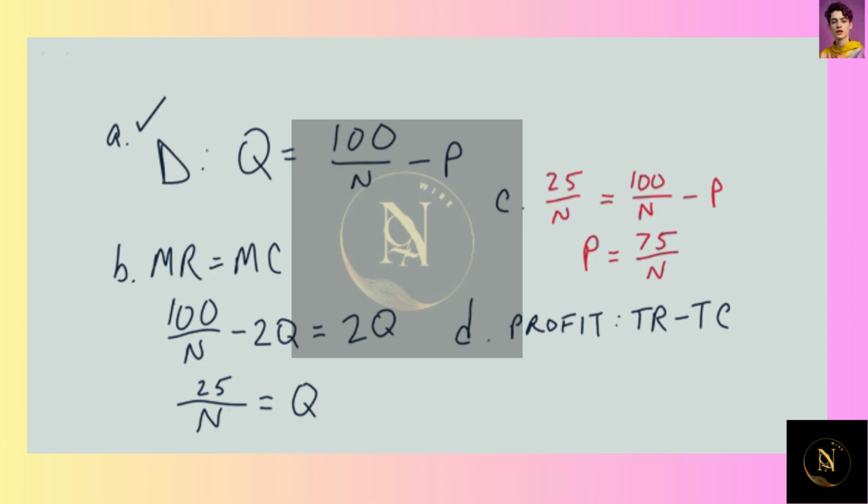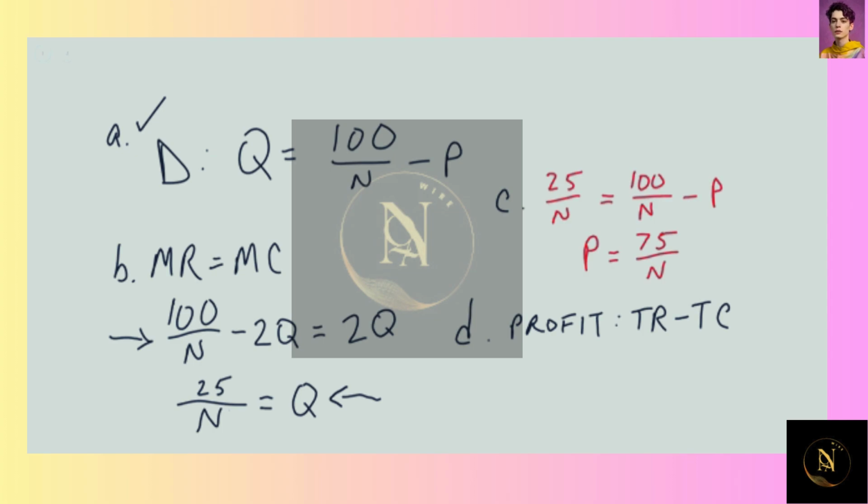How about B? How many units does each firm produce? Remember that firms always produce where marginal revenue equals marginal cost. So we just take the two equations that we were given for marginal revenue and marginal cost, and we equate them right here. Then all we have to do is use simple algebra to solve for Q, and we get this. Q is equal to 25 over N. So each firm will produce 25 divided by N as their quantity.